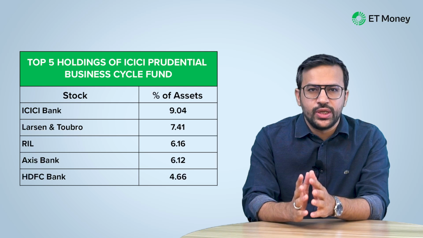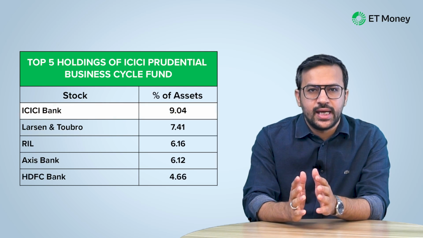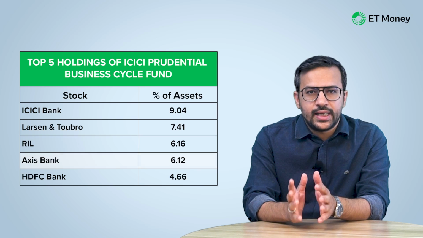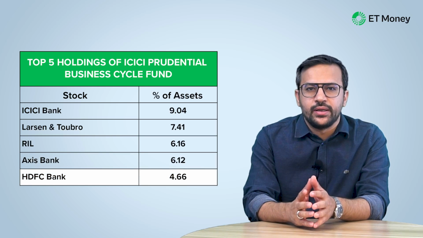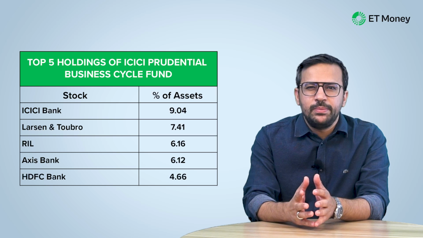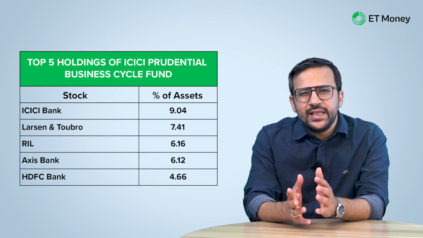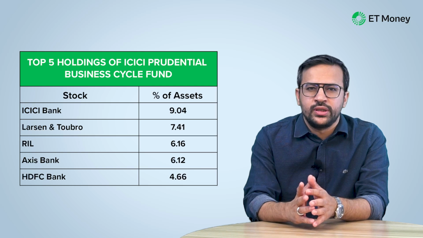The ICICI Prudential Business Cycle Fund has ICICI Bank, L&T, Reliance Industries, Axis Bank and HDFC Bank. As you can see, the top 5 holdings don't seem to be much different from a diversified large cap fund. So you're not getting anything unique in such broad themes.